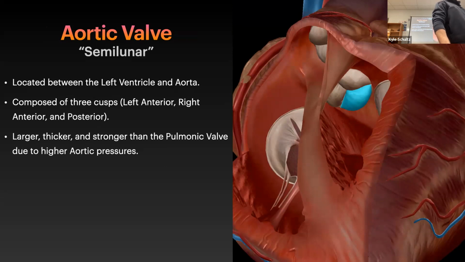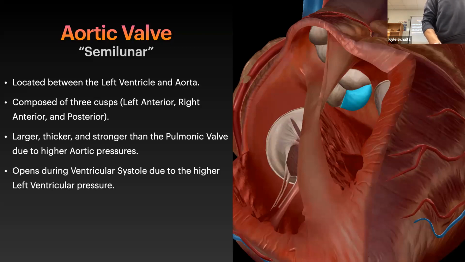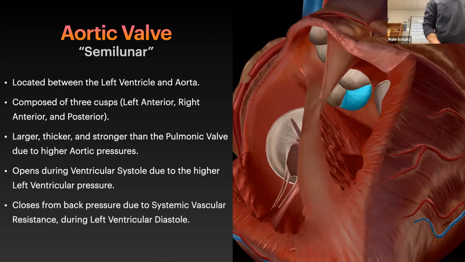It's going to be larger, thicker, and stronger than the pulmonic valve due to the higher aortic pressures. And that makes sense, right? The right side of the heart doesn't have near the pressure the left side of the heart does. So it makes sense that the aortic valve has to be much more robust than the pulmonic. Opens during ventricular systole due to the higher left ventricle pressure. And it's going to close from that back pressure due to systemic vascular resistance during diastole. Doesn't need any chordae tendineae or papillary muscles.